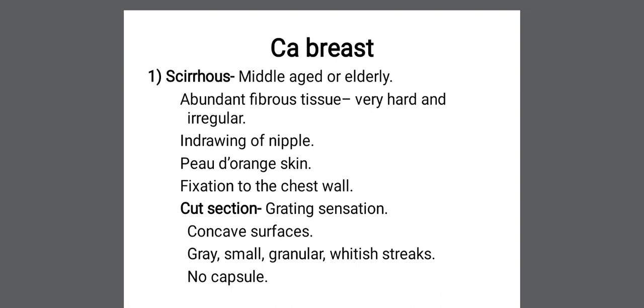Once again I'll repeat, scirrhous carcinoma. It is the most common form, and it occurs mostly in middle-aged and elderly women. It contains abundance of fibrous tissue. That's why the lump feels very hard, and its contour tends to be irregular. As the tumor advances, there may be indrawing of the nipple, the skin overlying, and tethering of the pectoral fascia deeply.